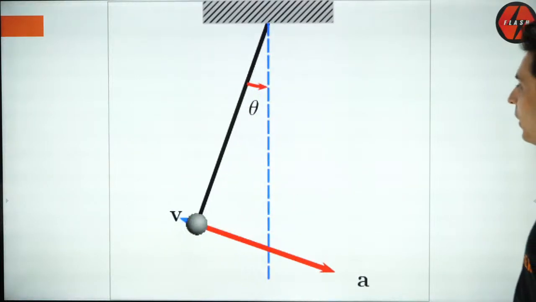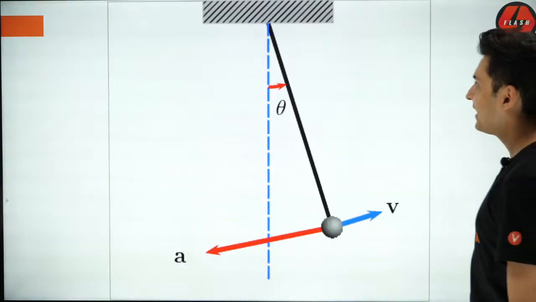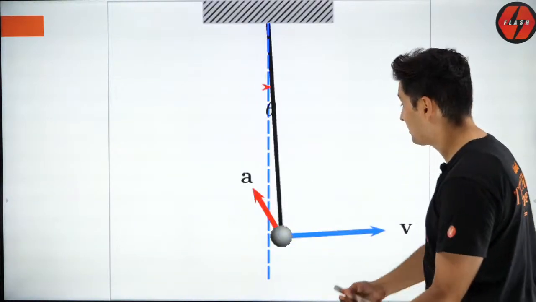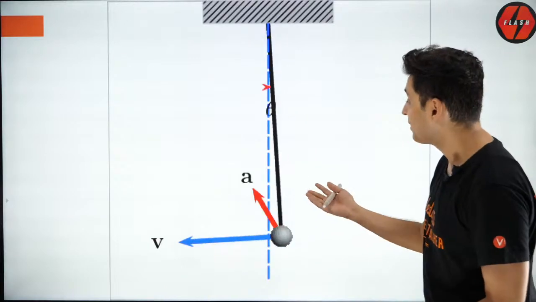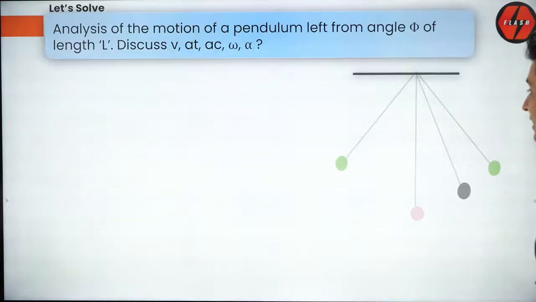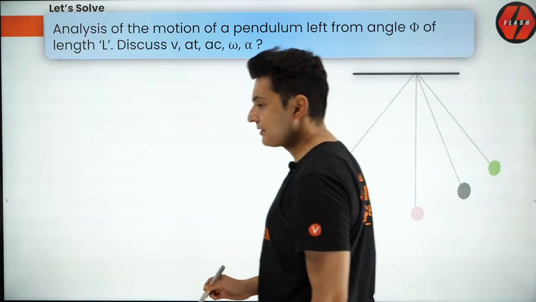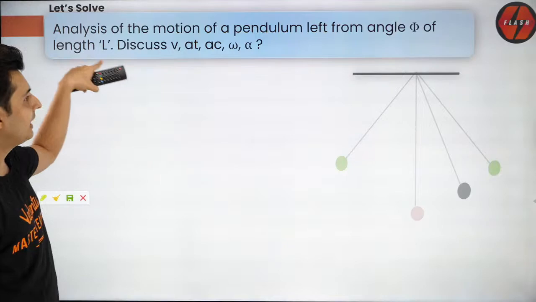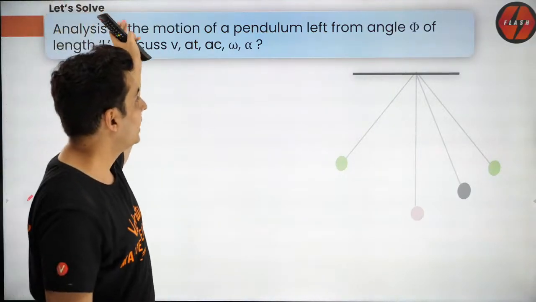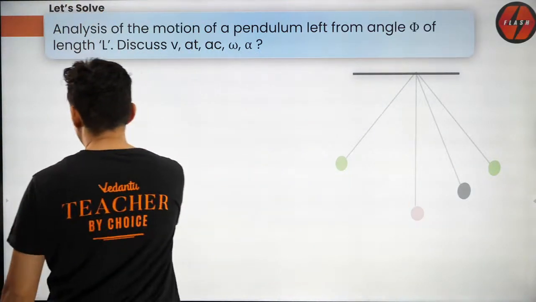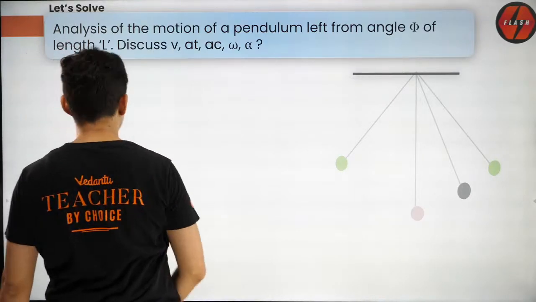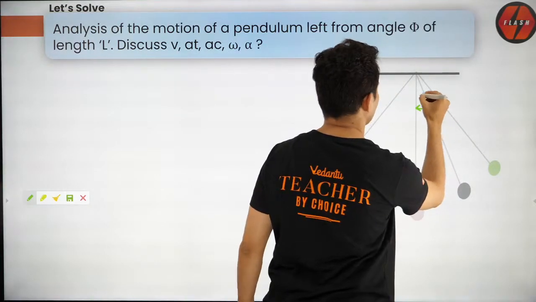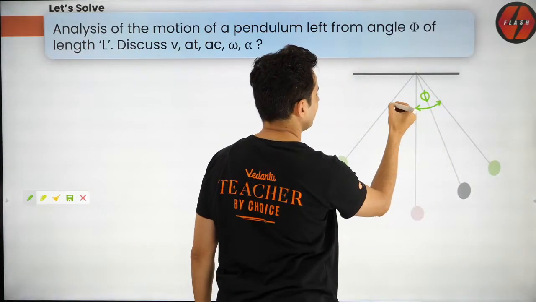Now, this is also a very interesting problem. Guys, discussing the motion of a pendulum, how the velocity, accelerations, etc. change. Yes guys, this is how velocity and accelerations change, and let's see why that happens. So imagine guys, if I show the pendulum at different places, and it is left from an angle phi. So this angle over here is phi. Even this angle is phi.